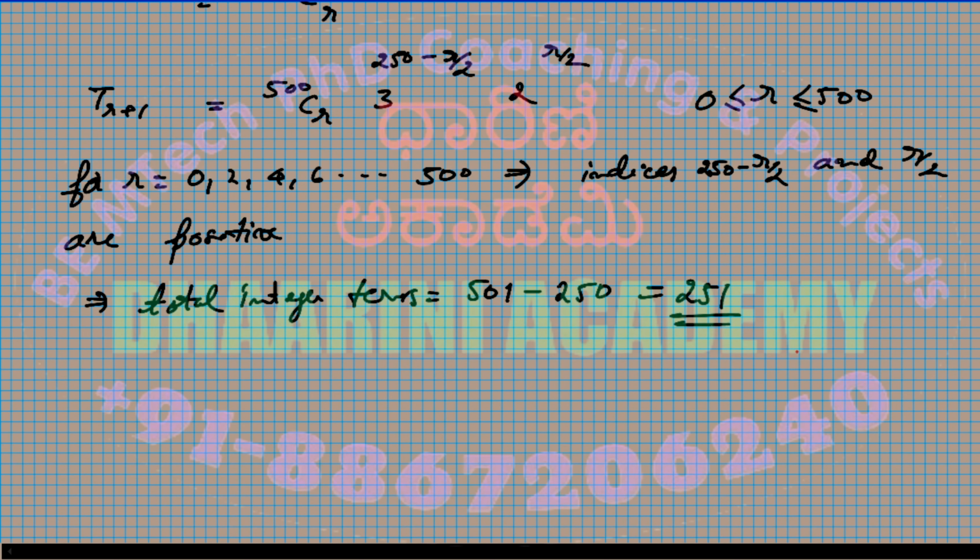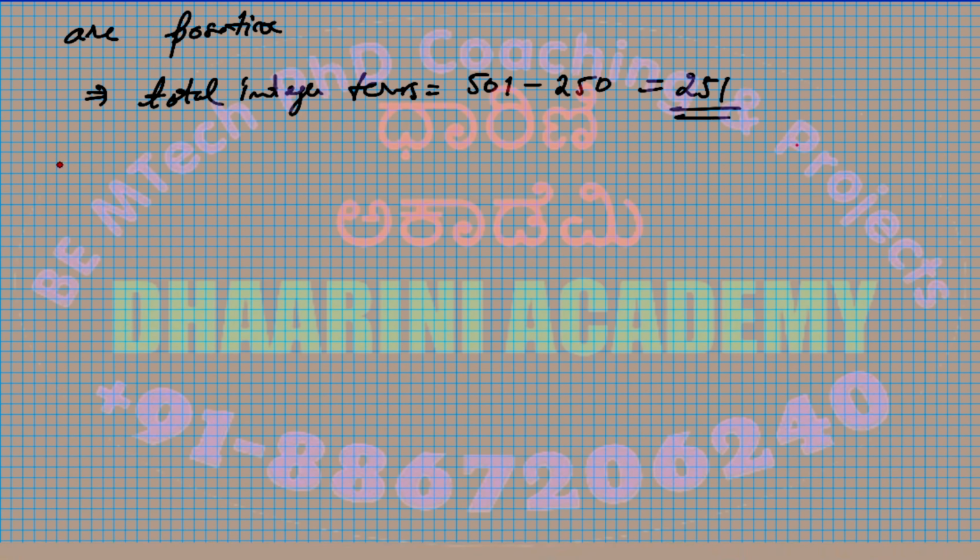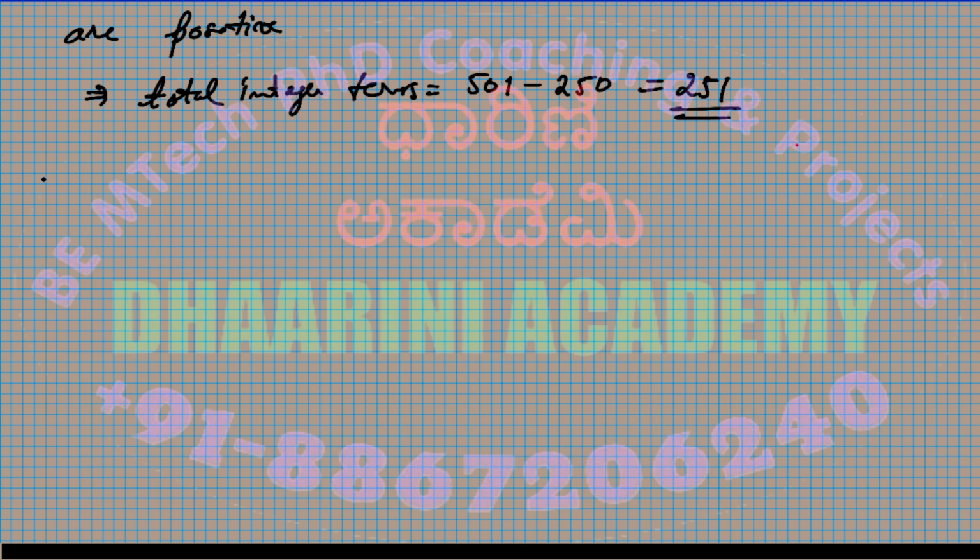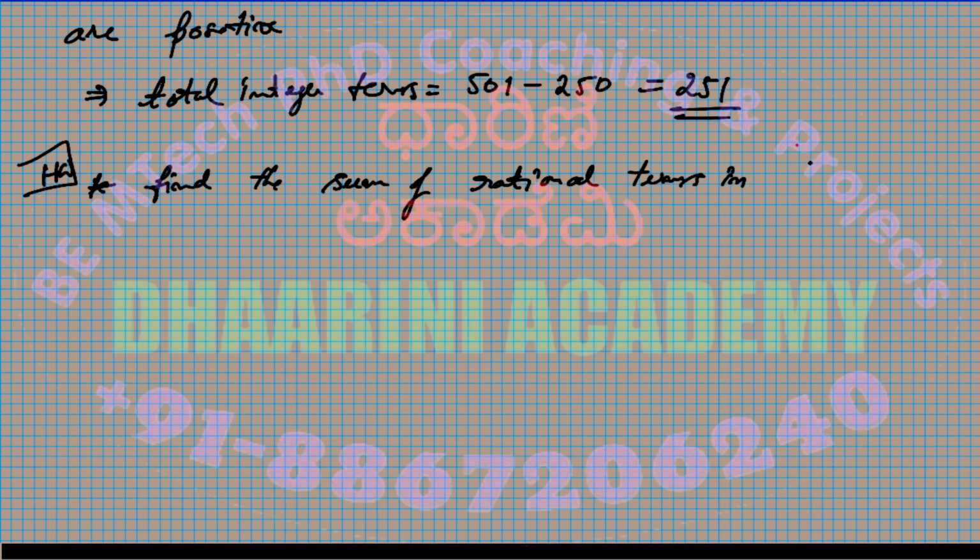Okay. The next question will be a homework question. The question is to find the sum of the rational terms. Only the sum of the rational terms we want. So this is (3 raised to the power 1 by 5 plus 2 raised to the power 1 by 3) whole raised to the power 50.